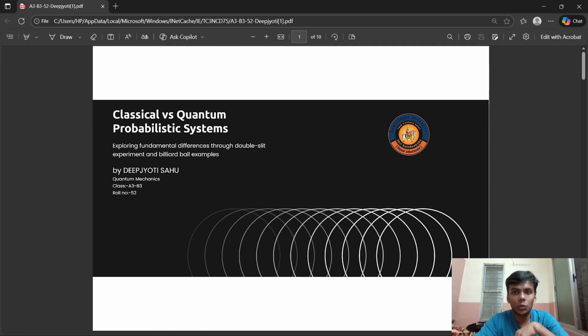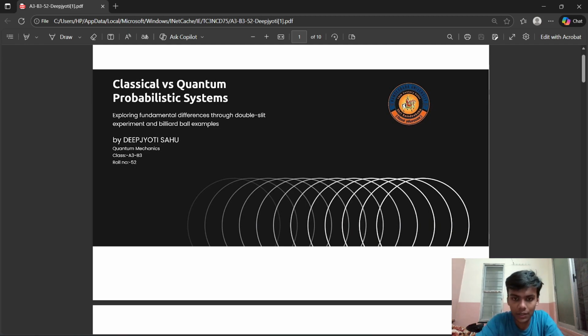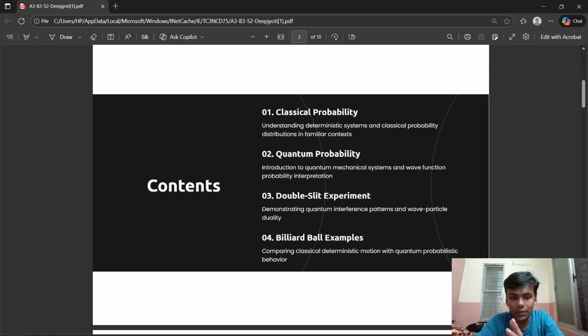Today I am going to present on the topic of quantum computing: classical versus quantum probabilistic systems, which means exploring fundamental differences through the double slit experiment and the billiard ball experiment. So here we begin. First, we are going to study four contents: classical probability, quantum probability, double slit experiment, and billiard ball experiment.